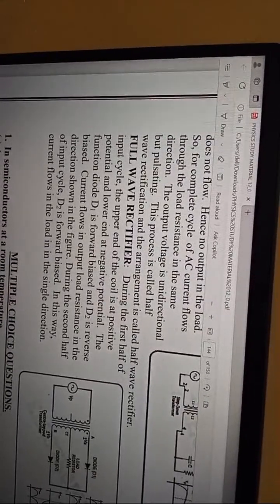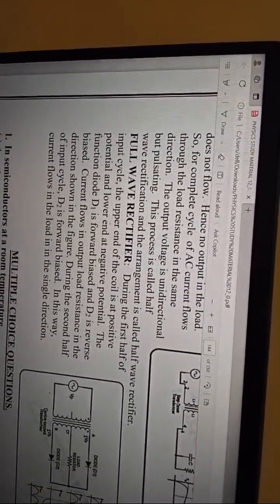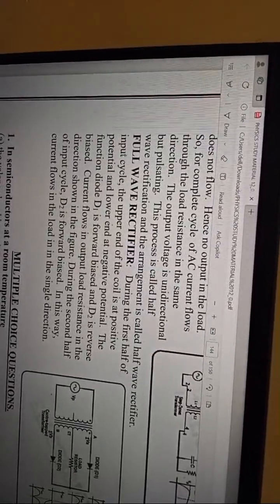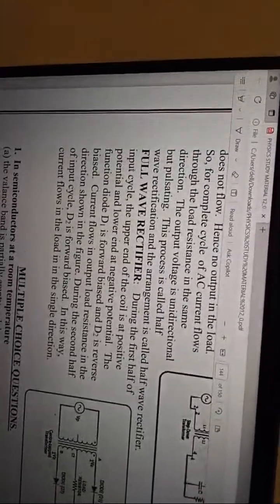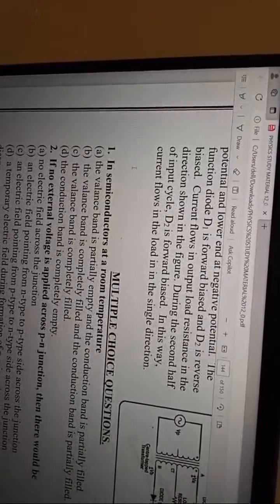During the second half of input cycle, D2 is forward biased. In this way, current flows in the load in a single direction. Now we will discuss some multiple choice questions.